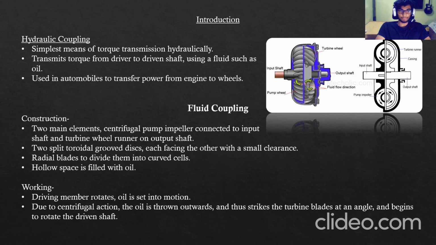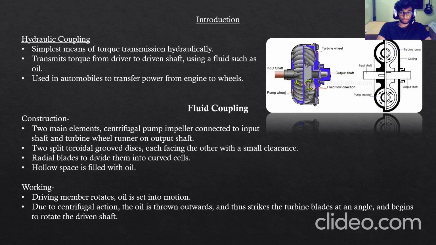Now, coming on to the construction of a fluid coupling, it has two main elements: the centrifugal pump impeller, which is connected to the impeller shaft, and a turbine wheel runner, which is on the output shaft. Then there are two split toroidal grooved discs, each facing the other, with a small clearance in between them. Then there are radial blades to divide them into curved cells. The hollow space between these two is filled with oil.